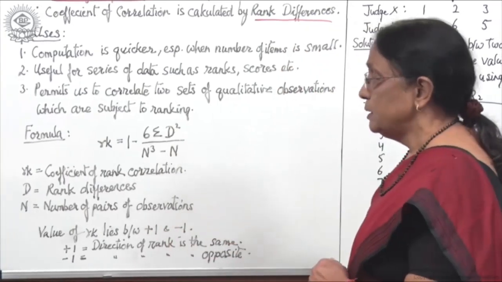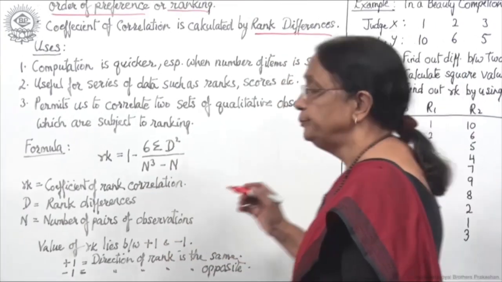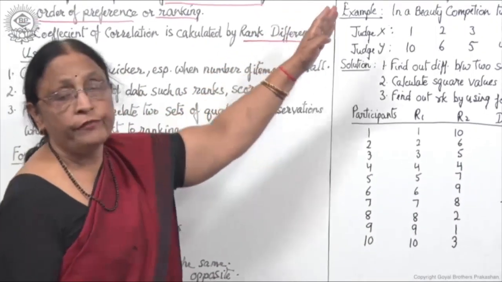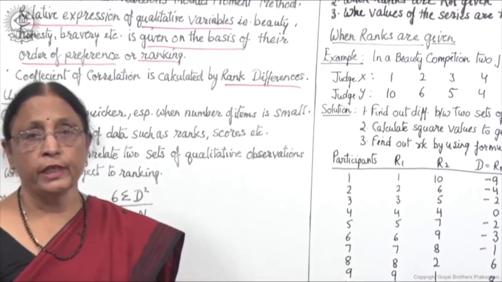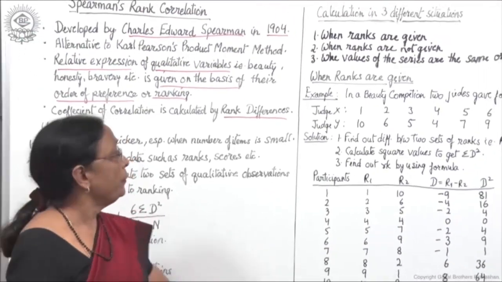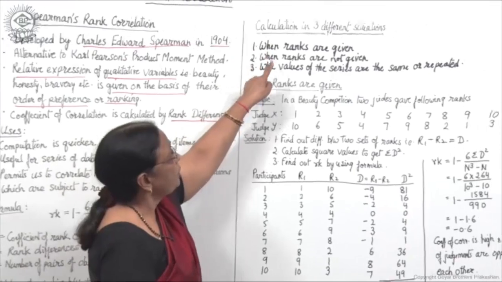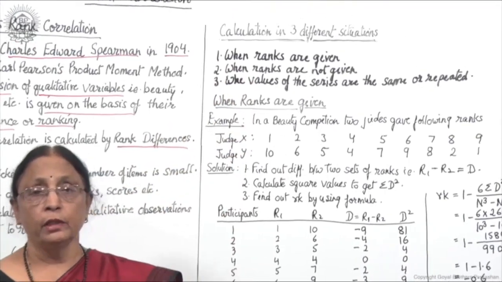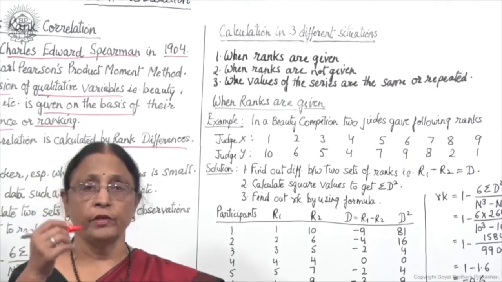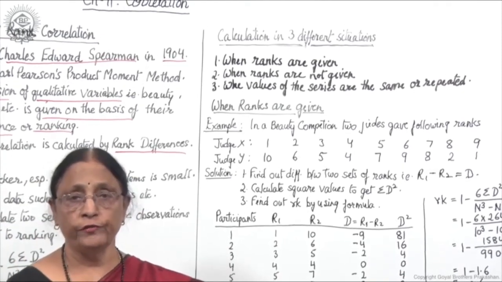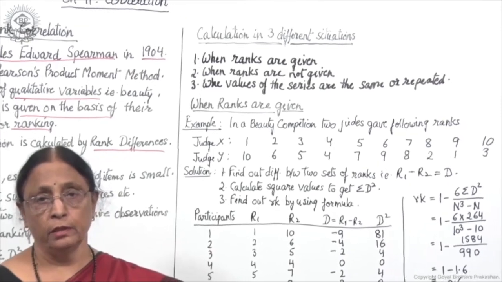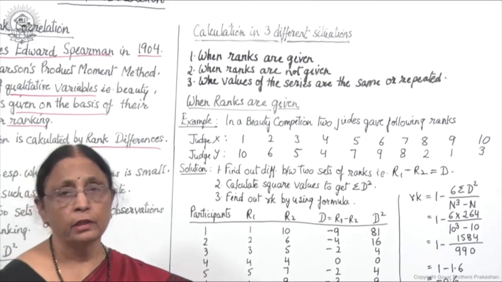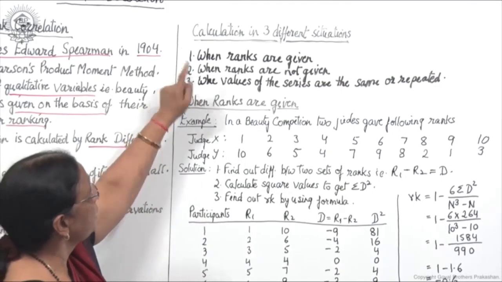Okay, let us see the calculation here. Now in the case of calculation, there are three different situations. We will take all the three situations one by one. First is when ranks are given. There may be one situation when two judges have given the ranks to different participants, right? And the order of giving rank may be different, but the ranks are given to participants.